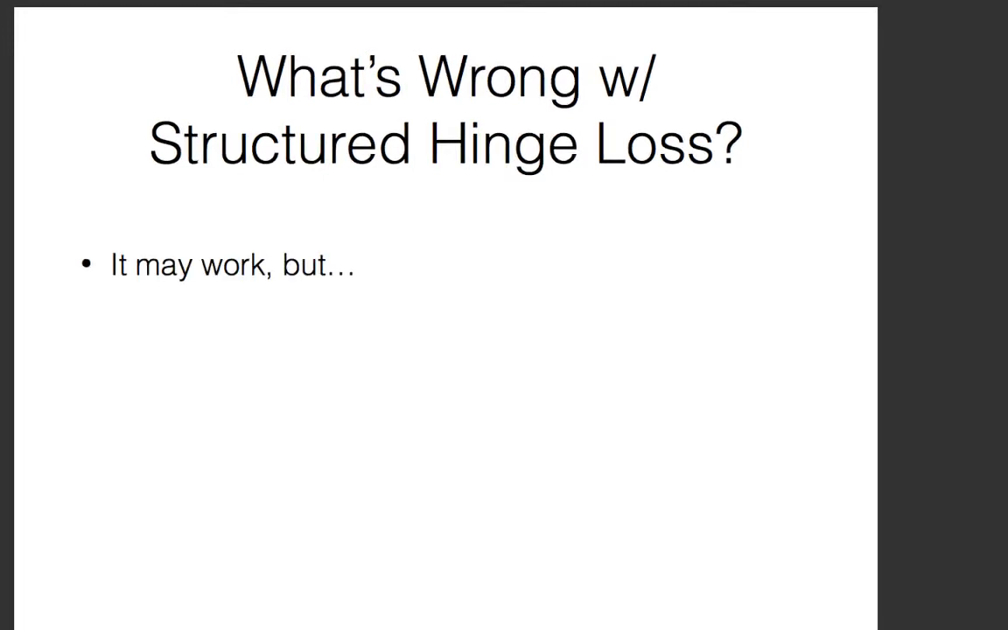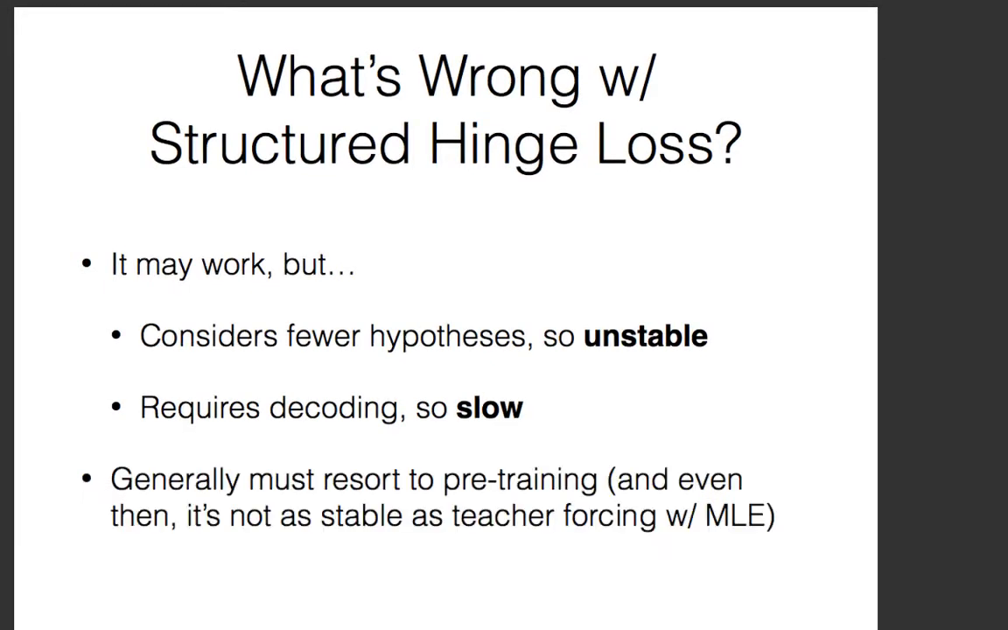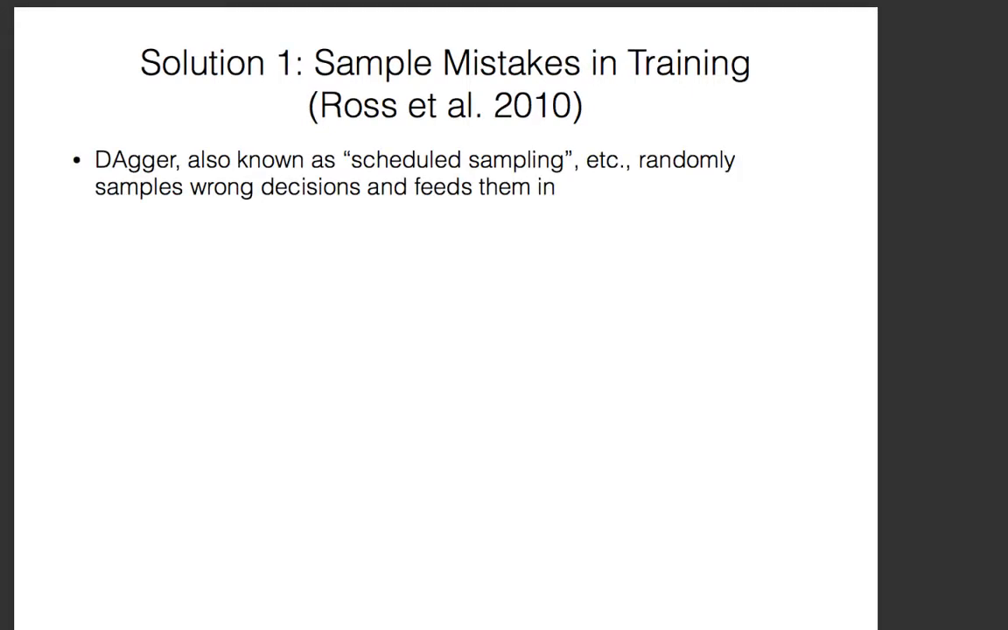So structured hinge loss is good, but it has a few problems. Considering fewer hypotheses makes this unstable. It also requires decoding, which can be a little bit slow. And you often use pre-training for things like sequence-to-sequence models, so it's not as stable as something like teacher forcing. So one remedy to this is sampling mistakes during training. This is basically a method called Dagger.